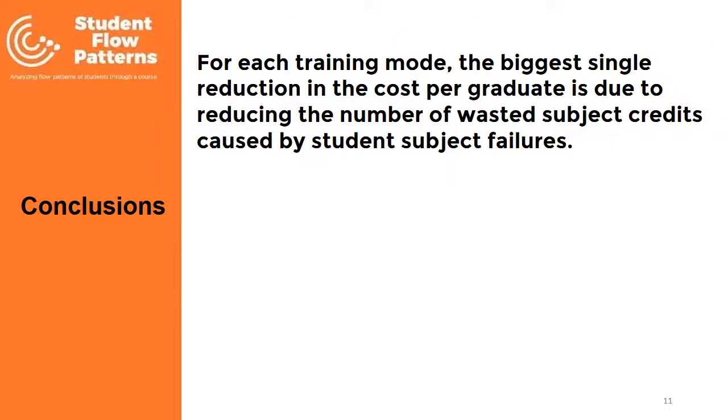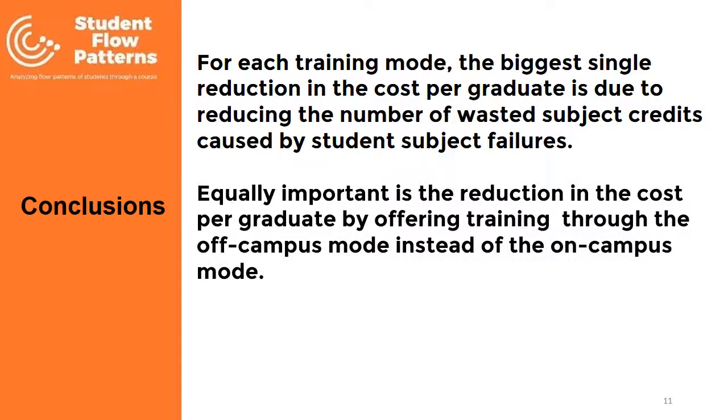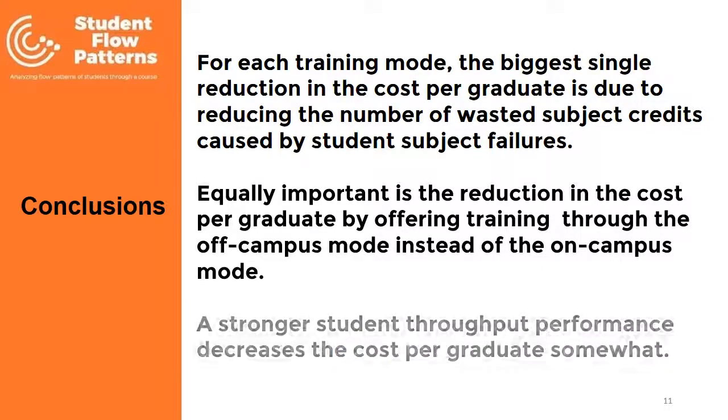Now, considering all 6 examples, the following conclusions can be made. Firstly, for each training mode, the biggest single reduction in the cost per graduate is due to reducing the number of wasted subject credits caused by student subject failures. Equally important is the reduction in the cost per graduate by offering training through the off-campus mode instead of through the on-campus mode. Thirdly, a stronger student throughput performance decreases the cost per graduate somewhat.